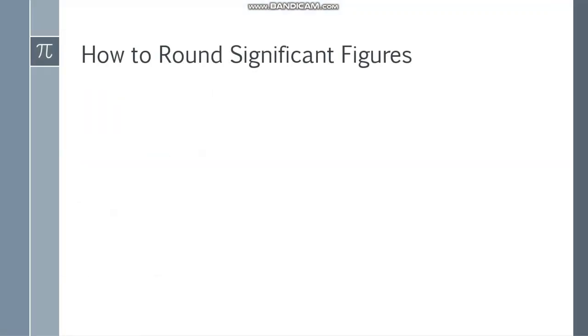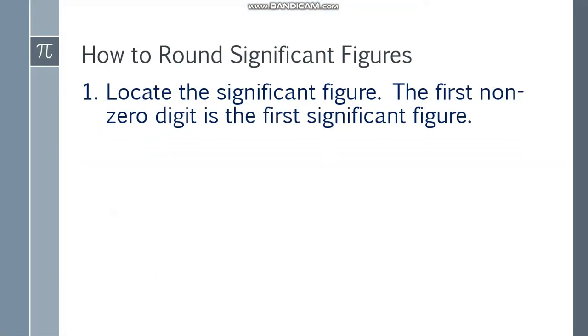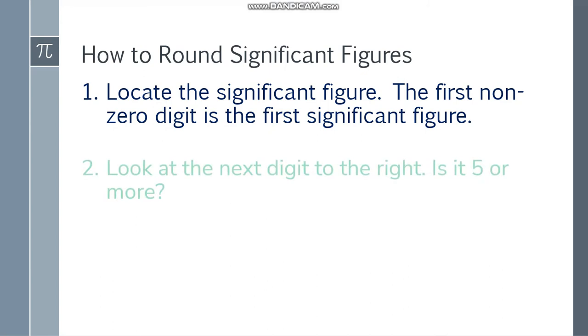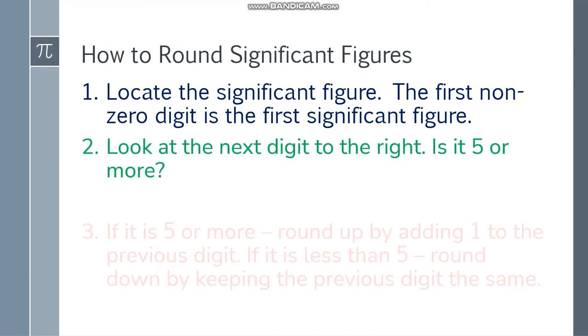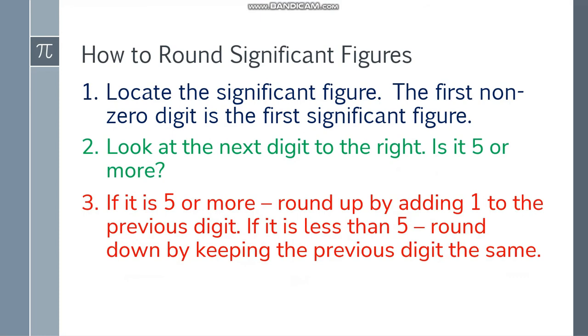How to round them? The first step is to locate the significant figure. You have to find it first. The first non-zero digit, looking from the left, is the first significant figure. Next, look at the next digit to the right. Is it 5 or more? If it is 5 or more, you round up by adding 1 to the previous digit. If it is less than 5, you round down by keeping the previous digit the same.